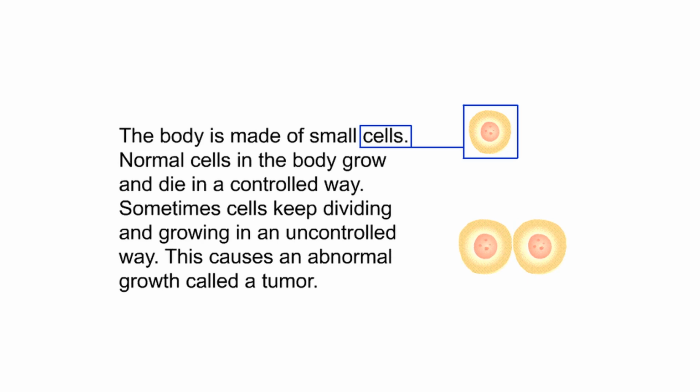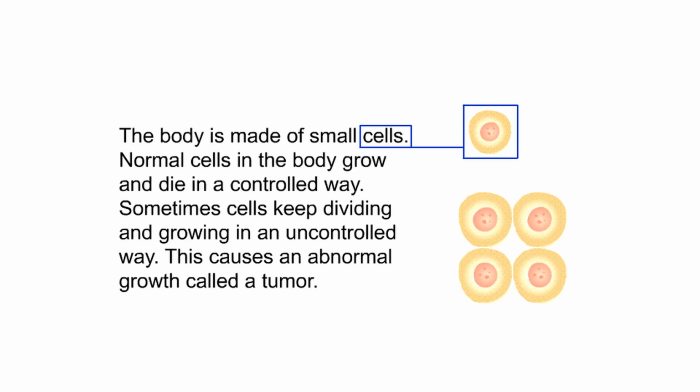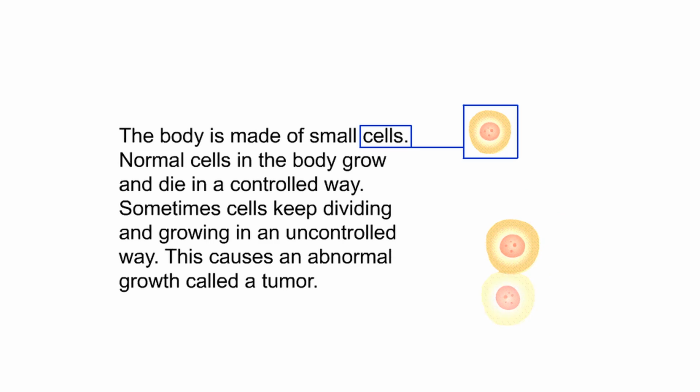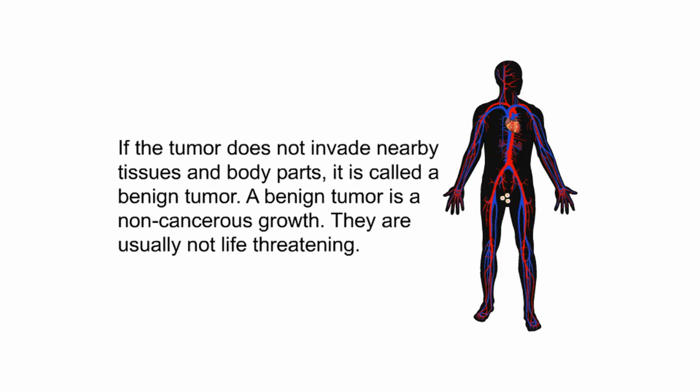The body is made of small cells. Normal cells in the body grow and die in a controlled way. Sometimes cells keep dividing and growing in an uncontrolled way. This causes an abnormal growth called a tumor. If the tumor does not invade nearby tissues and body parts, it is called a benign tumor. A benign tumor is a non-cancerous growth. They are usually not life-threatening.